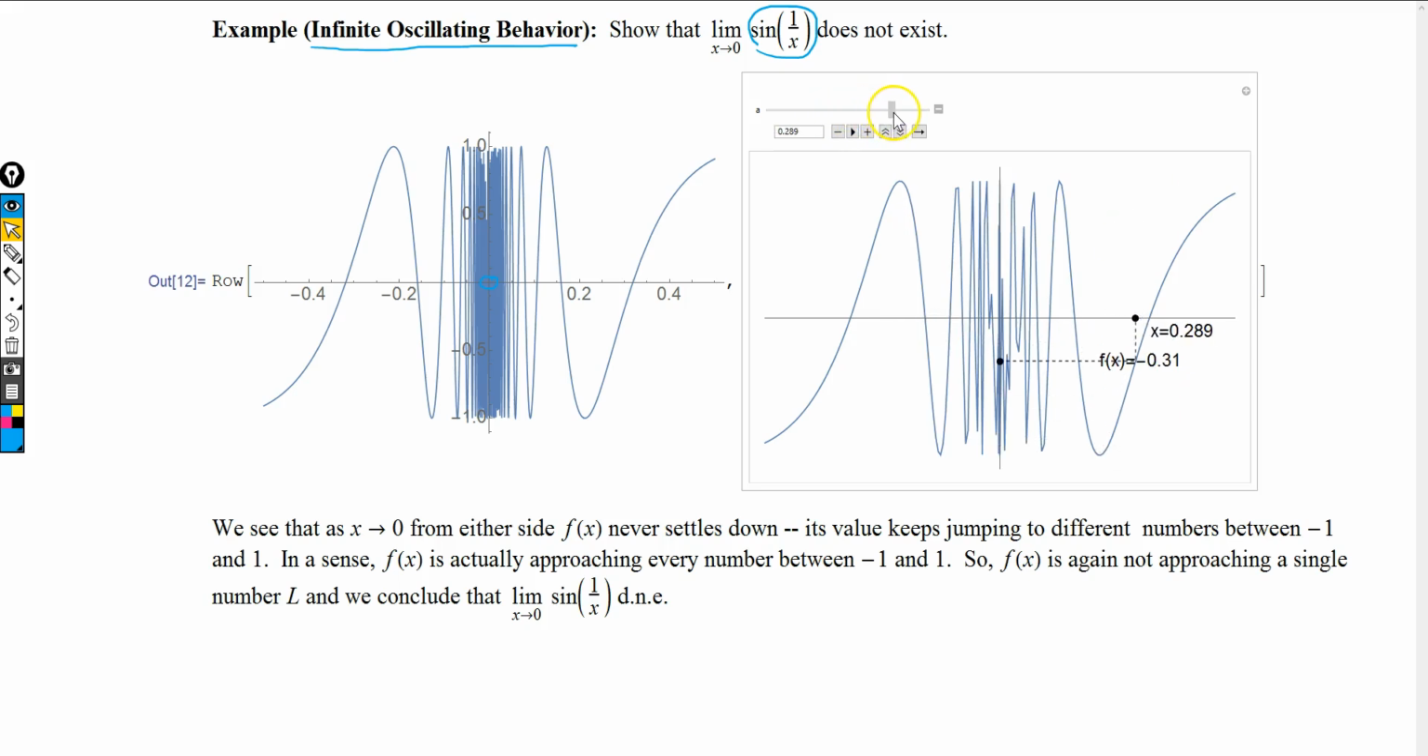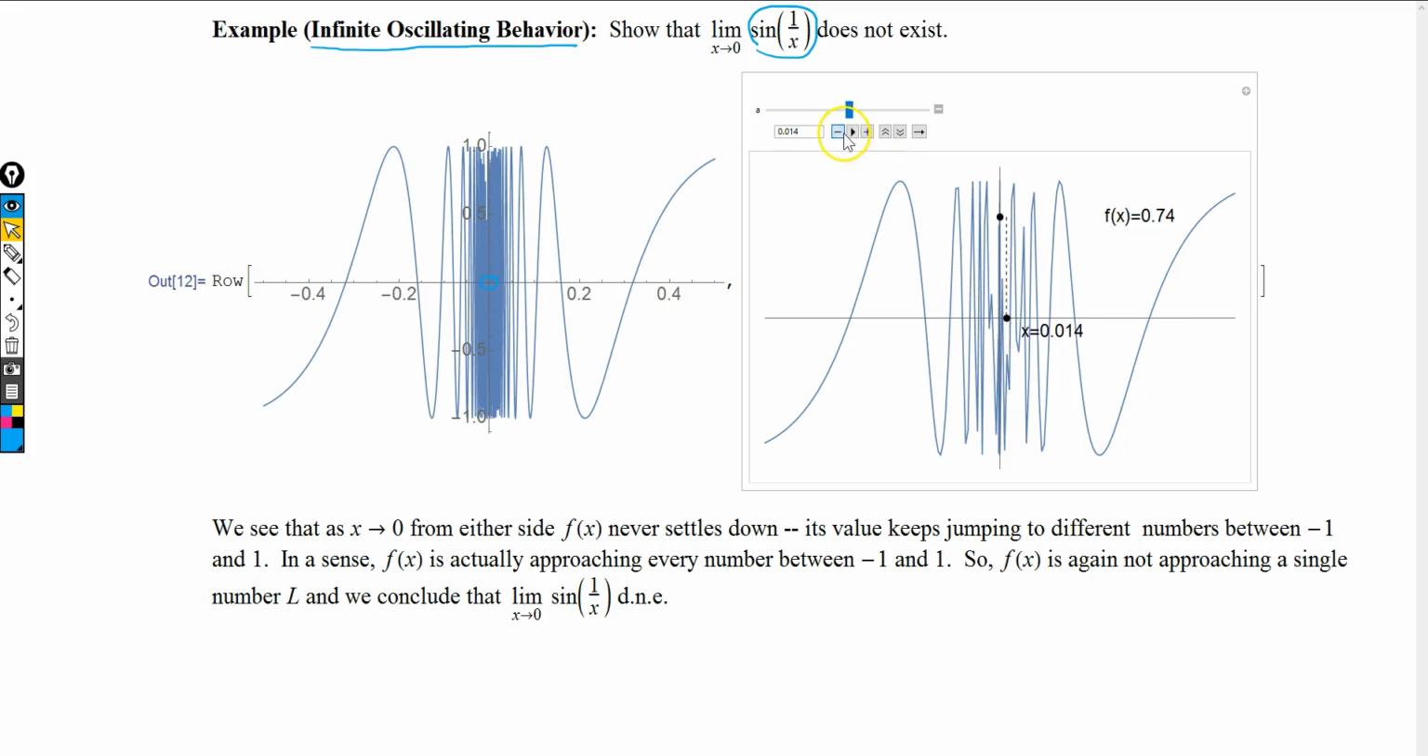So let's move x back here. Now what we're going to do is let the x values here, that dot right there, approach 0 from the right, and keep an eye on what happens to these function values. Let's see if they're approaching some limiting value L that we could state this limit is equal to. So watch what happens to the function values as x approaches 0. Let me step it in a little more slowly now. The function values are just jumping all over the place.